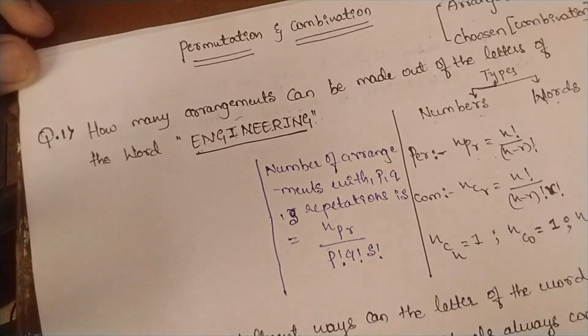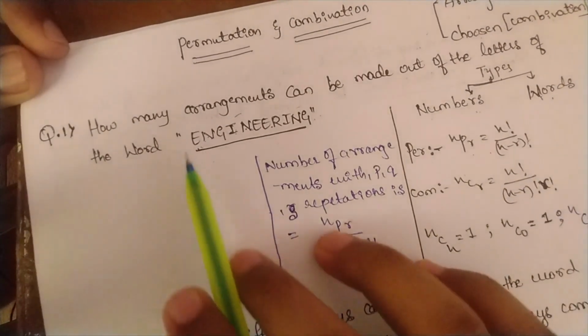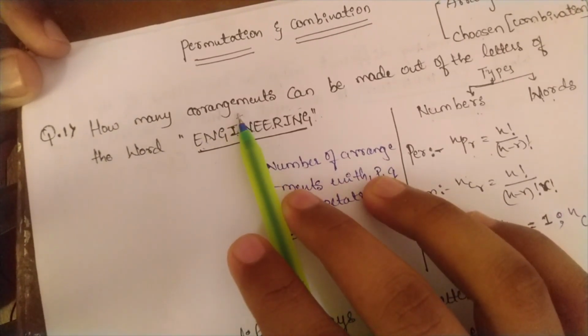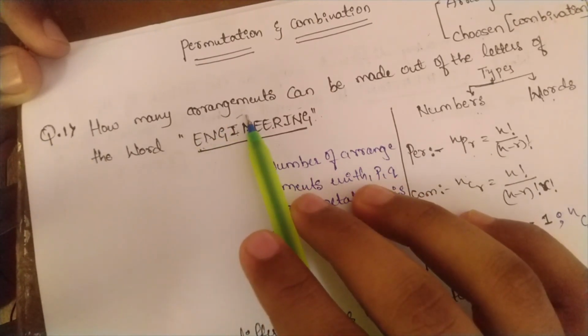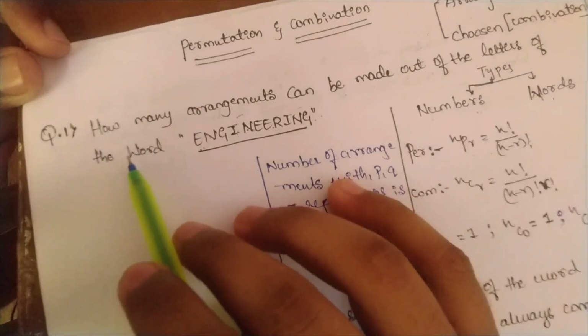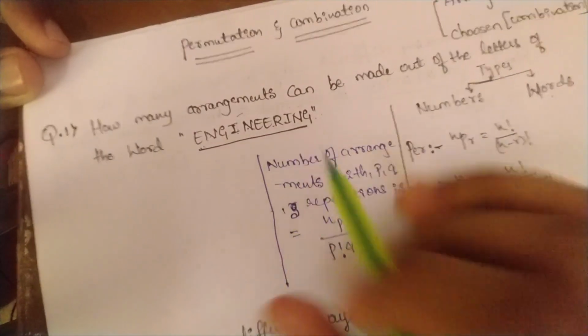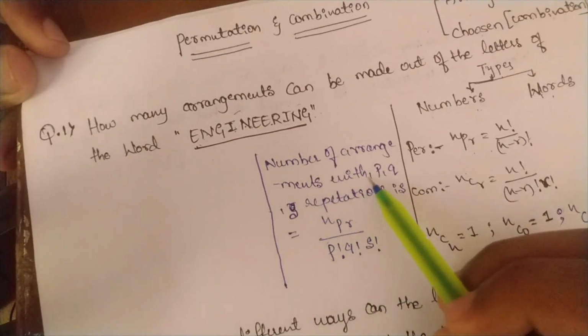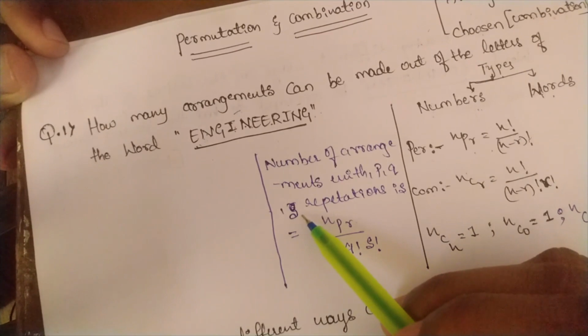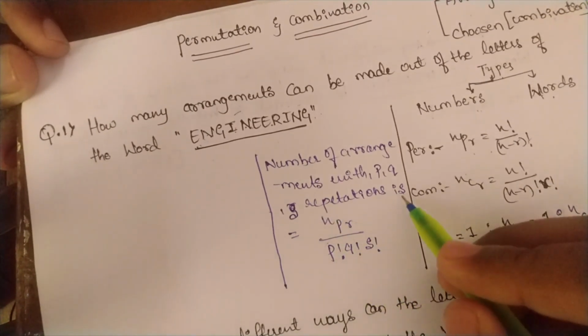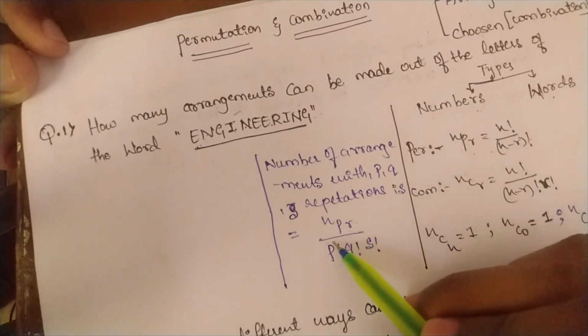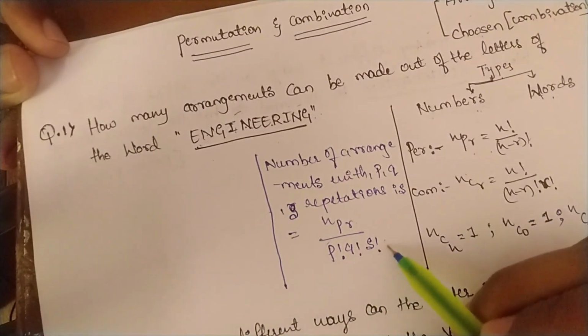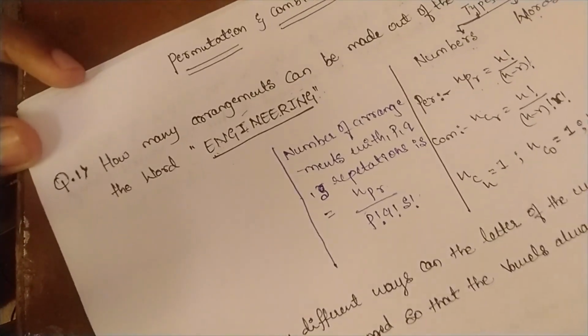So let's move on to questions. The first question: how many arrangements? Here you are seeing the word arrangements, so it's related to permutation. How many arrangements can be made out of the letters of the word engineering? There is a formula: the number of arrangements with p, q and s letters of repetitions is nPr divided by p factorial into q factorial into s factorial.